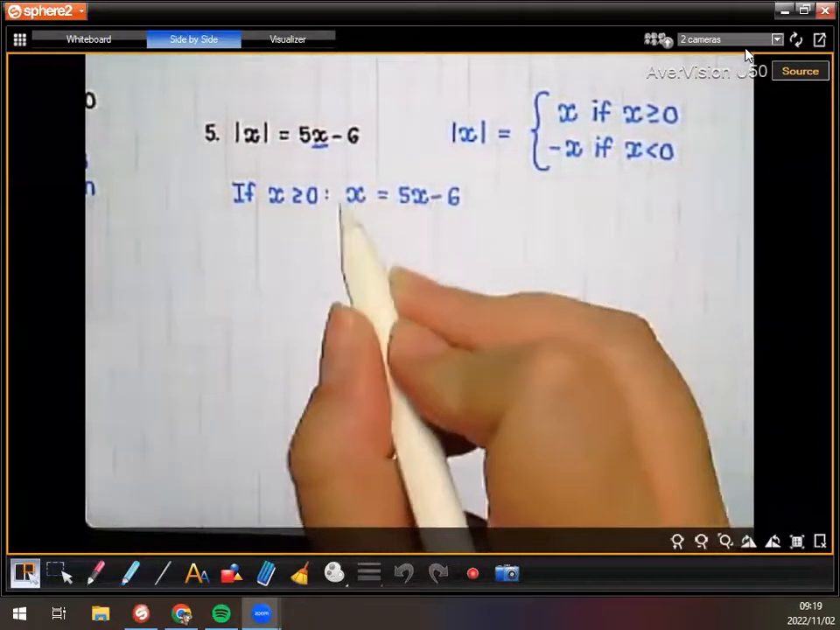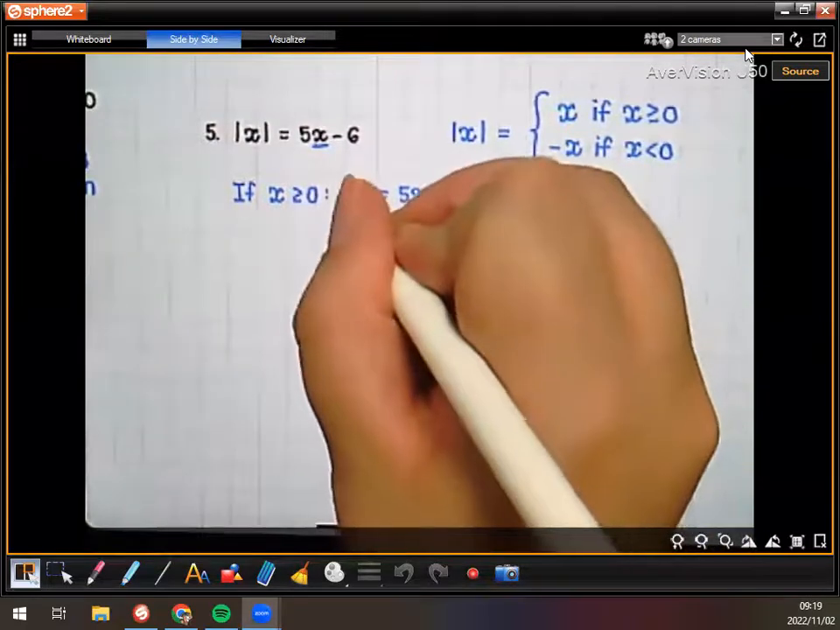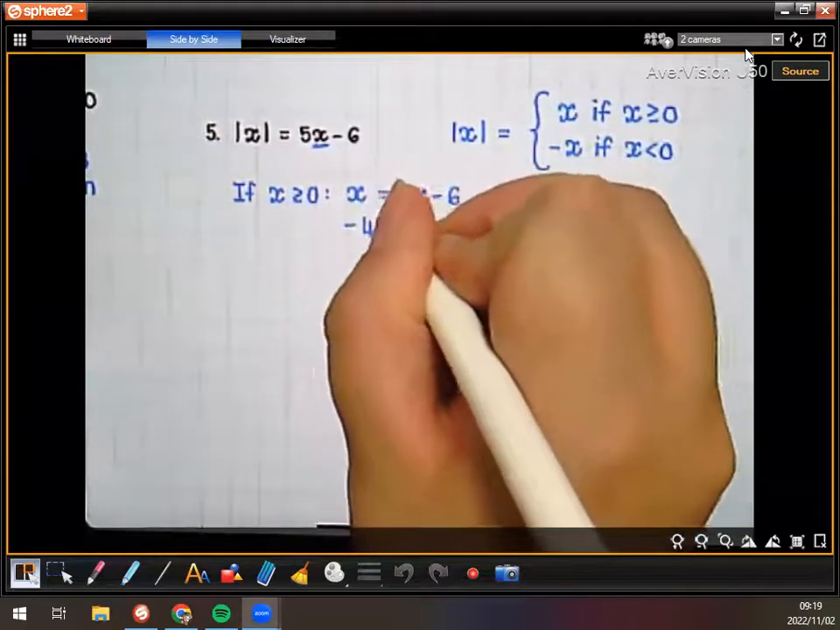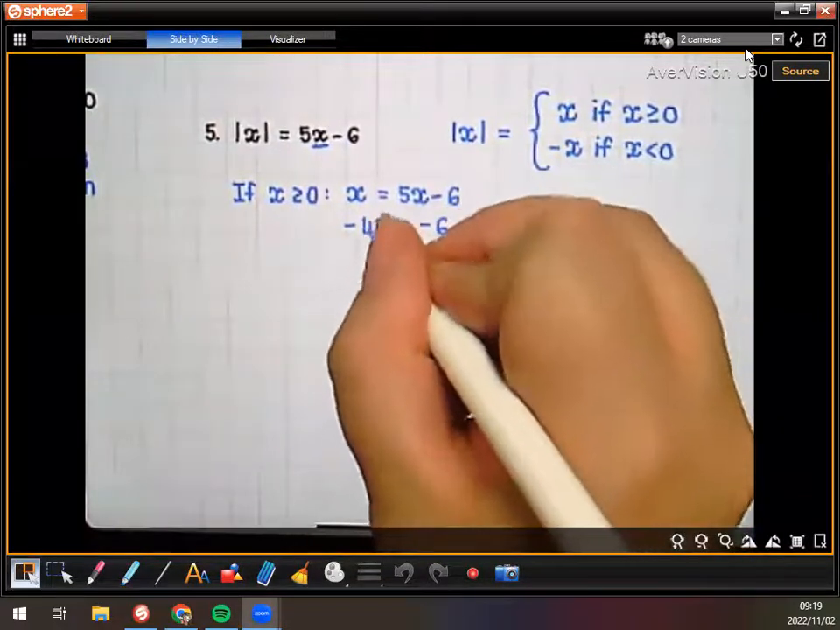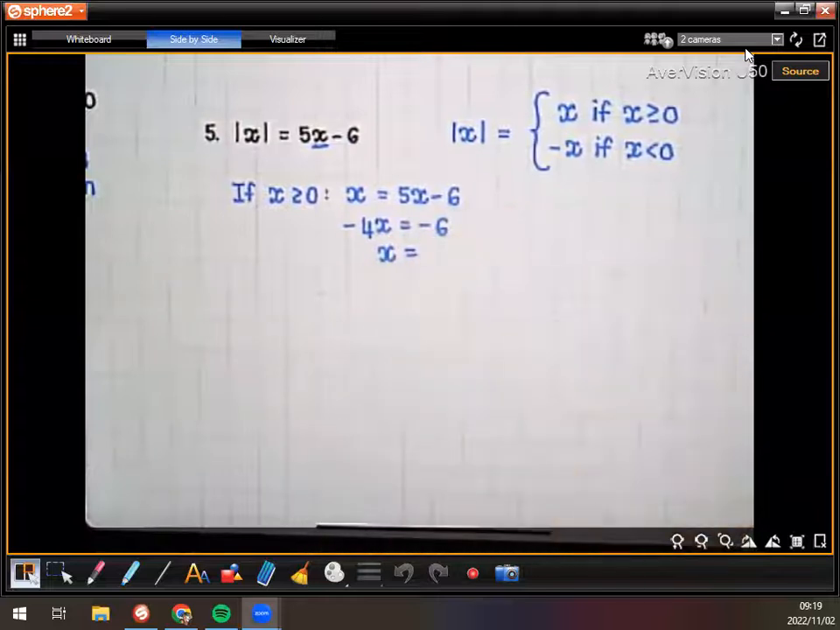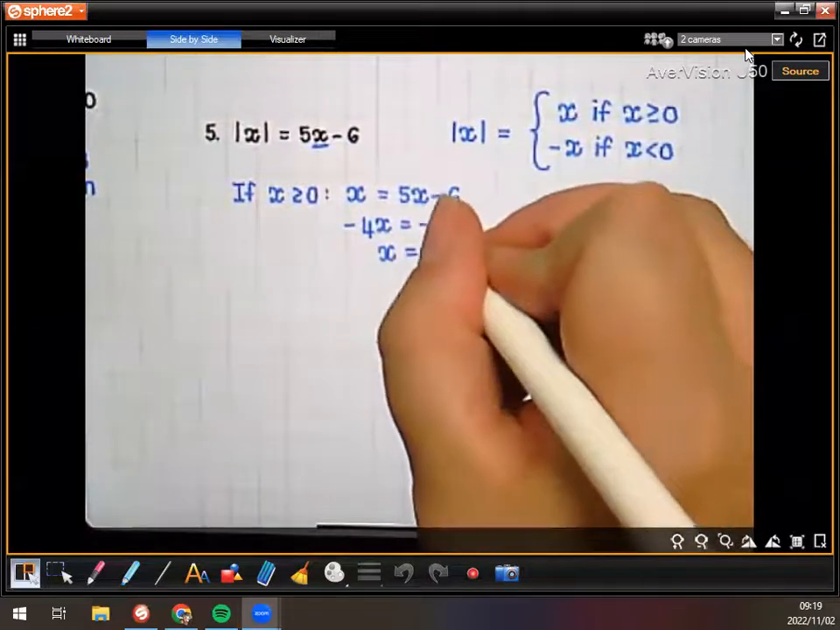We're going to say x minus 5x, so that's going to be negative 4x is equal to negative 6. So what is x going to be equal to? 6 over 4, which is 3 over 2.